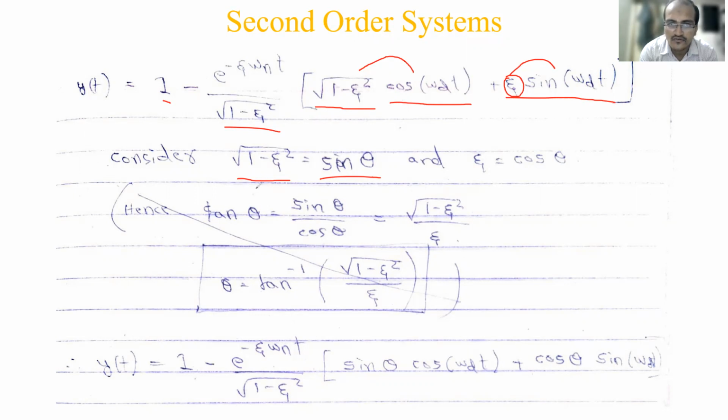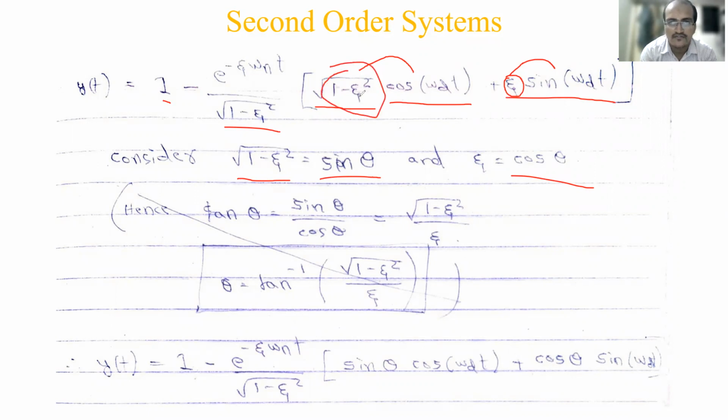Zeta square is equal to 1 minus sine square theta. Zeta equals square root of 1 minus sine square theta. From this trigonometric relation, you know it is cos theta. Or else, if you substitute zeta equal to cos theta, what is square root of 1 minus cos square theta? Sin theta, right? So this is what I will substitute in place of square root of 1 minus zeta square and zeta.